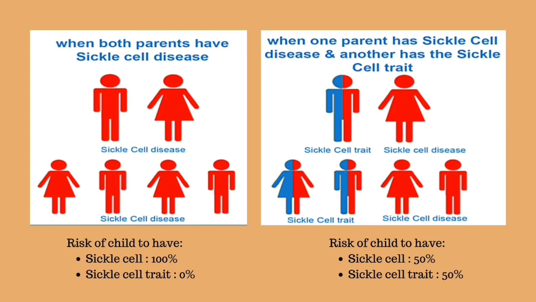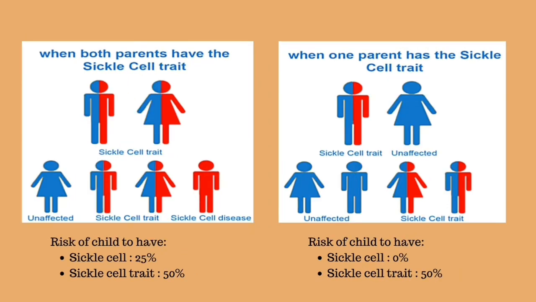When both parents have sickle cell disease, all of their children will have sickle cell disease too. When one parent has sickle cell disease and another has the sickle cell trait, the risk of their children having sickle cell disease or sickle cell trait is 50-50. When both parents have sickle cell trait, the risk of their children having sickle cell disease is only 25%. When one parent has the sickle cell trait while another is unaffected, the risk of their children having sickle cell disease is 0%, but there is a 50% risk of being a carrier.